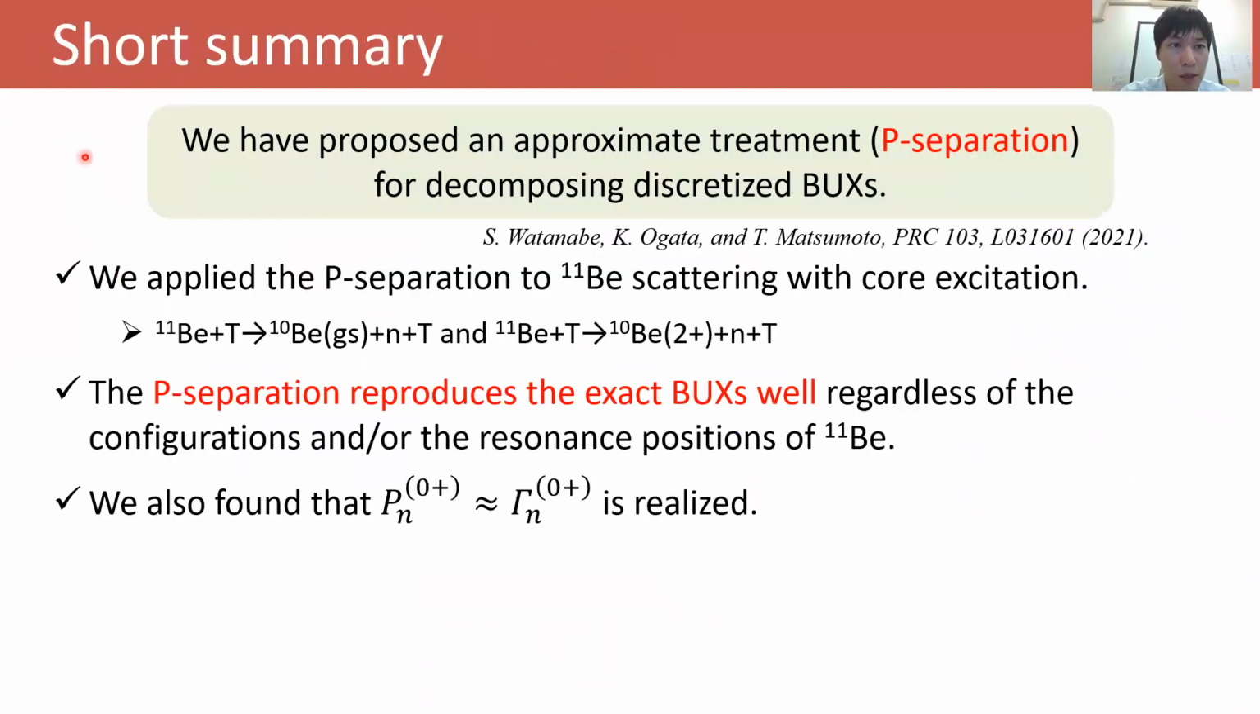Okay, this is a short summary. We have proposed an approximate treatment, P separation, for decomposing discretized breakup cross sections. We applied the P separation to beryllium-11 scattering with core excitation because these two channels coexist. The P separation reproduces the exact breakup cross-section well, regardless of the configuration and/or the resonance position of beryllium-11. We also found that P is nearly equal to gamma. This relation is realized.